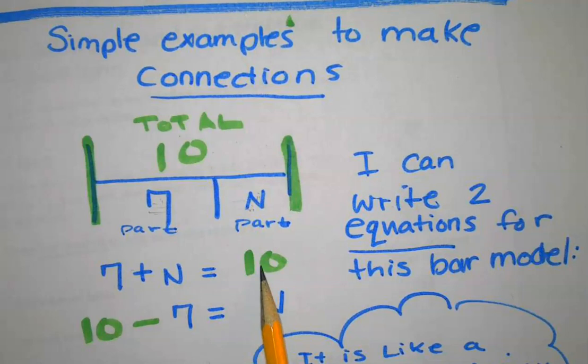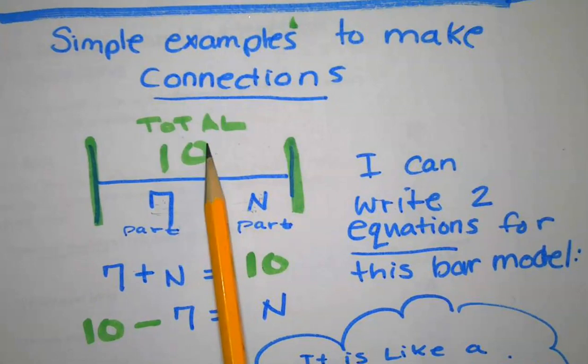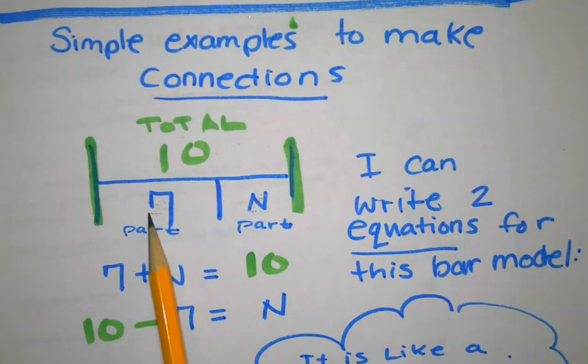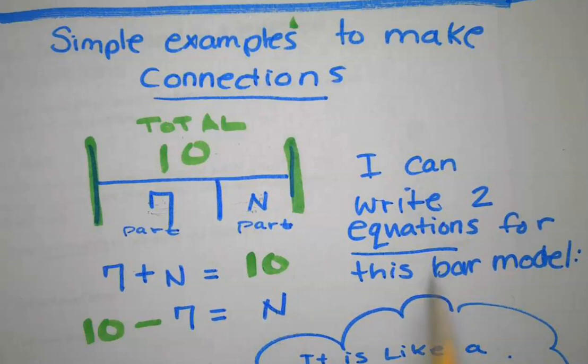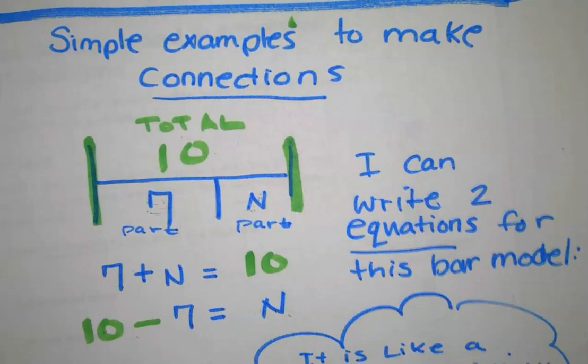And again, I can write a subtraction problem for that by putting my total first. 10 minus 7, which is a part, will leave the other part, so 10 minus 7 is equal to that missing part, n. And if I was going to solve this problem, I would pick this equation to write so that I could say 10 minus 7 is equal to 3. When I make this bar model, I can write two different equations for it, but one of them will be the one that I use to solve it.